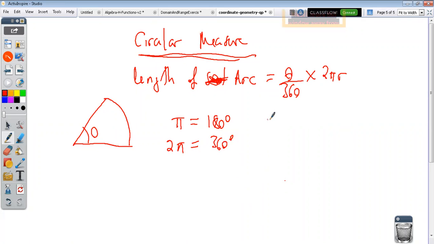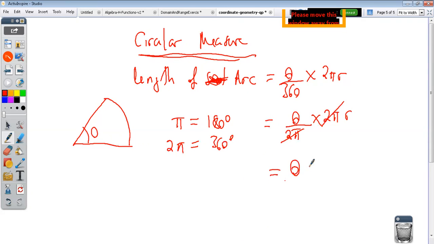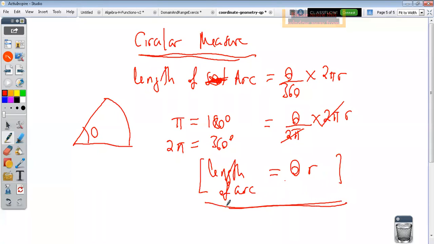Which means now let's rewrite this formula. So this is now theta over, what is 360, everyone? 2 pi. Multiply by 2 pi r. Which means you cancel the 2 pi. And what's your new formula for A level? It is simply theta r. That's the length of an arc. Is that clear? Yes, sir.